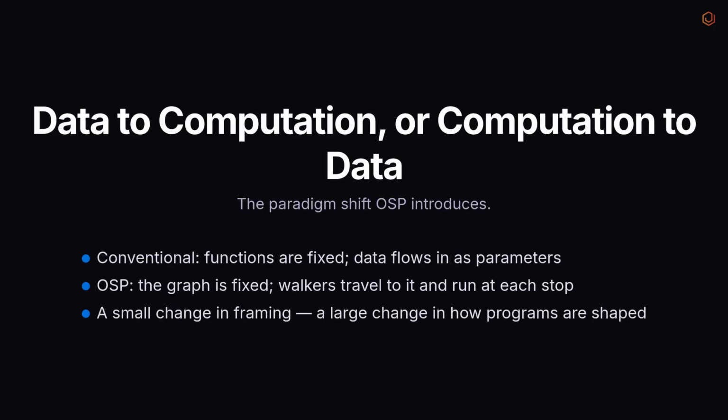Here's the shift. In conventional programming, you pass data into functions. The function is the fixed thing, and data flows in as parameters. In Object-Spatial Programming, the graph is the fixed thing, and computation travels to it. A walker moves through the graph and runs at each location it visits. Small change in framing, big change in how programs are shaped.